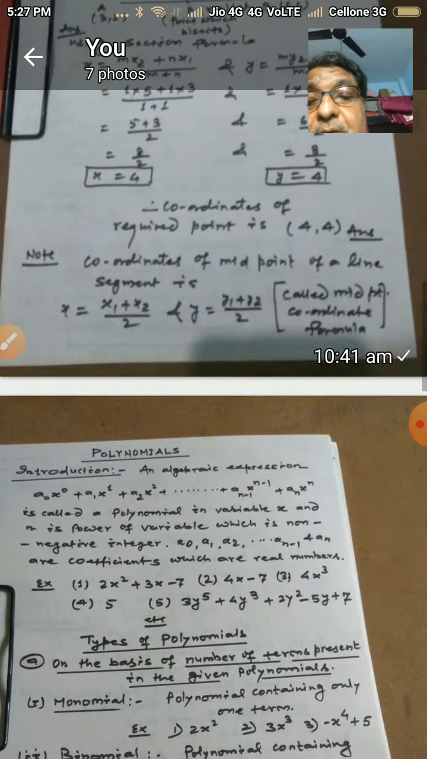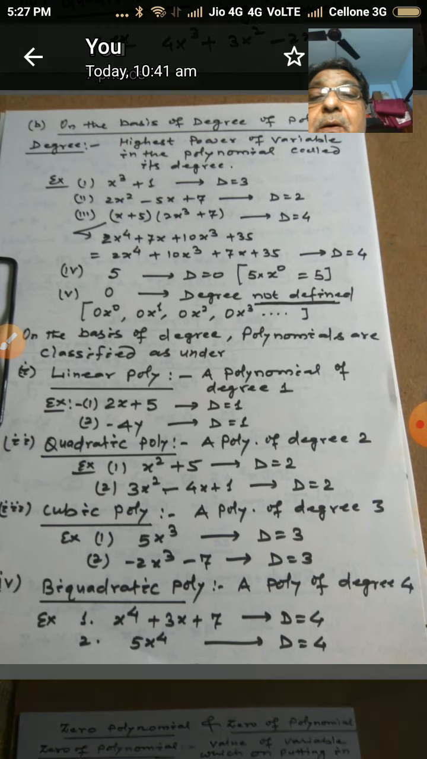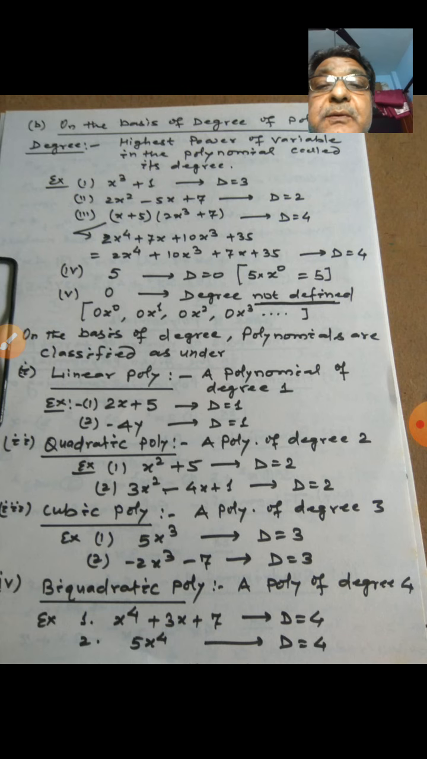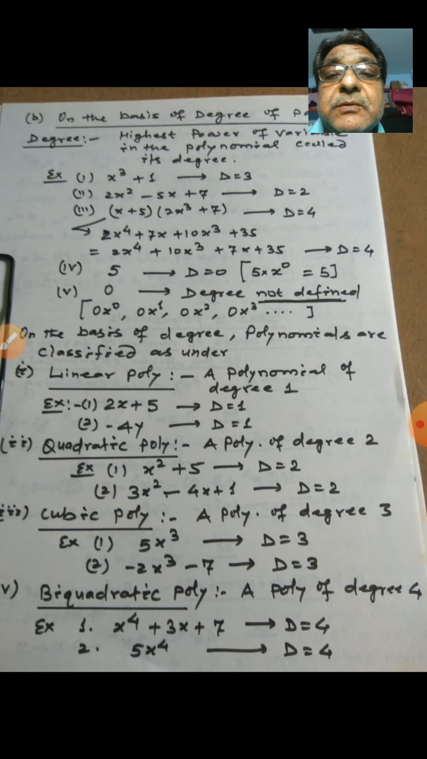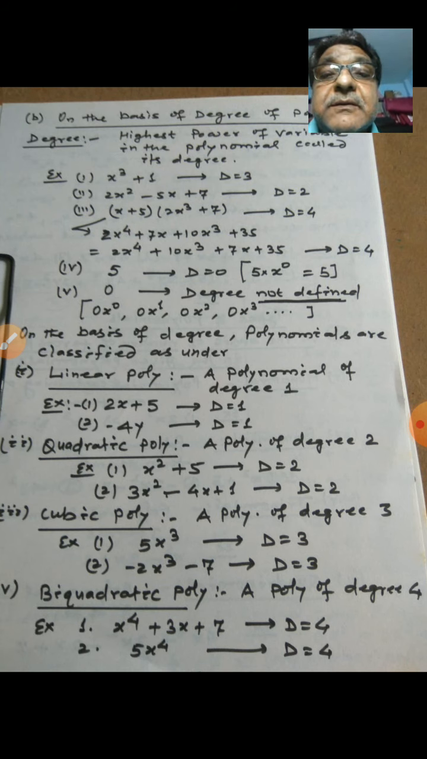So let us see this page on the basis of degree of polynomial. Here, students, first of all we should recall what is degree. Degree is the highest power of variable present in the given polynomial.